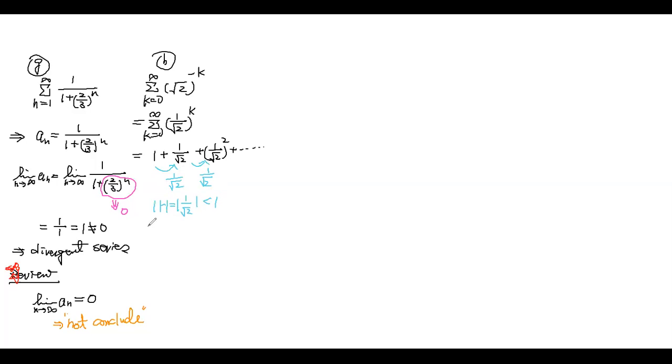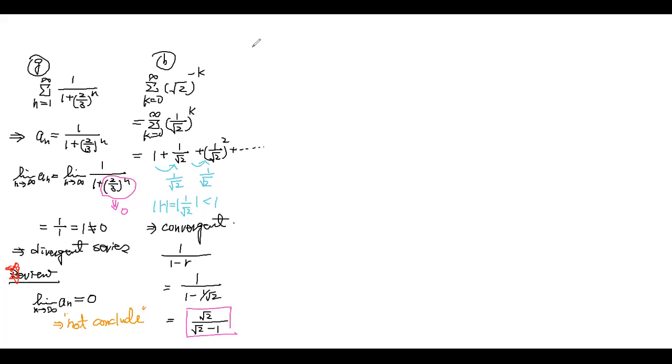So what happens here? If a geometric series has R less than 1, we say this is convergent or divergent? We say it's a convergent series, right? And what is the value it converges to? It converges to 1 over 1 minus R. So this is 1 over 1 minus 1 over square root of 2. And if you simplify this a little bit, it will give you square root of 2 over square root of 2 minus 1. So this is the value the series converges to.